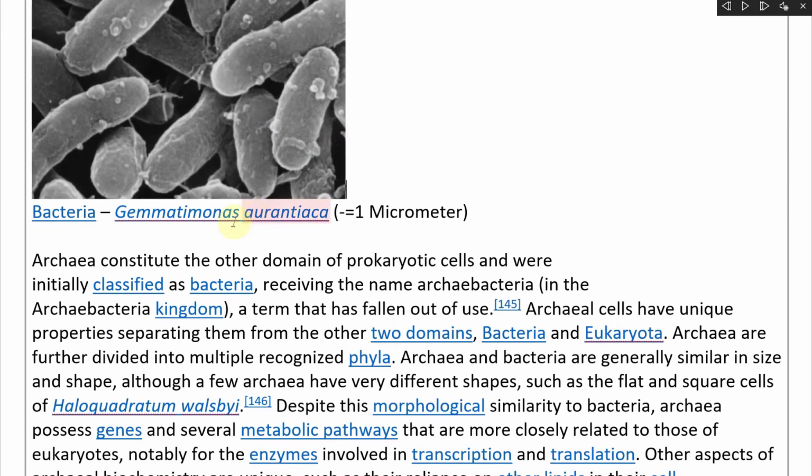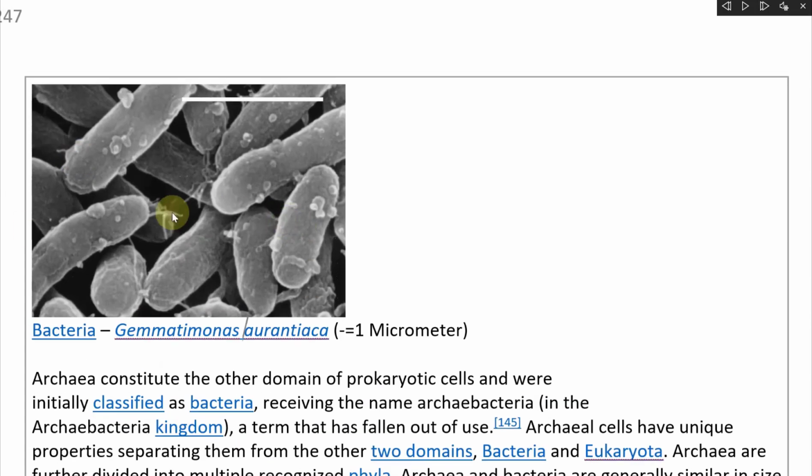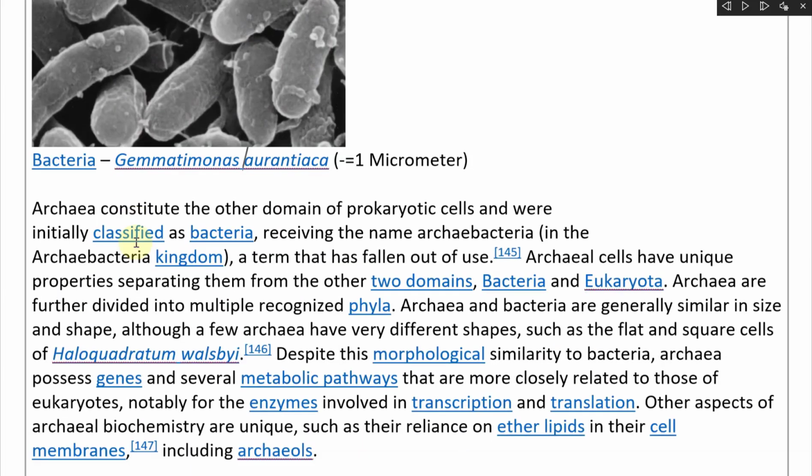Also, bacteria right here, Gemmatimonas aurantiaca. Let's just see what the pronunciation is here. Gemmatimonas aurantiaca. All right, we are good to go. This is about 1 micrometer. I don't know why there's a dash sign, or it might be less than or equal to 1 micrometer. So 1/1000th of a meter. These are some types of bacteria. Very, very interesting.